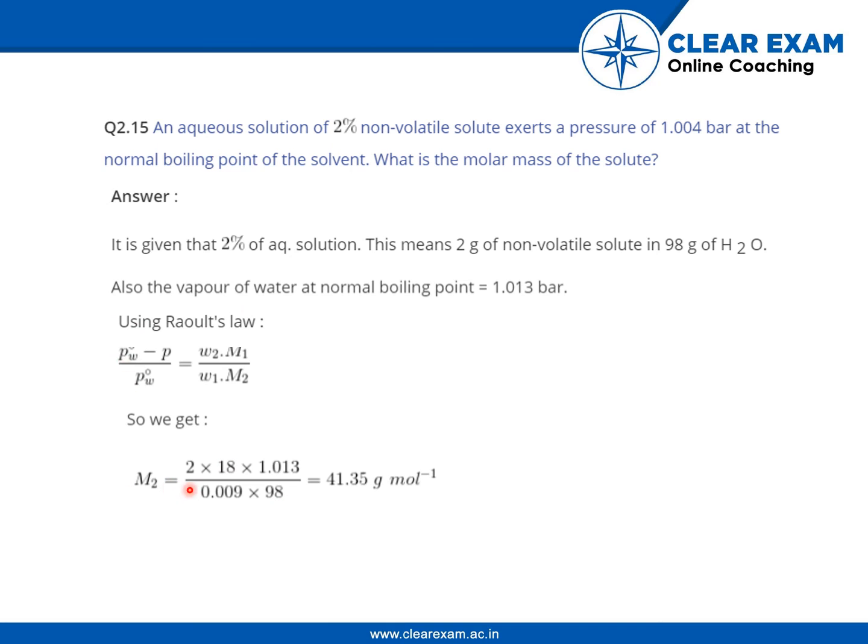Using the formula and the data given here, 2 into 18, which is the molar mass of water, into 1.013, which is the pressure, divided by 0.0009 into 98. So we get the molar mass as 41.35 gram per mole. So the molar mass of the non-volatile solute is 41.35 unit.